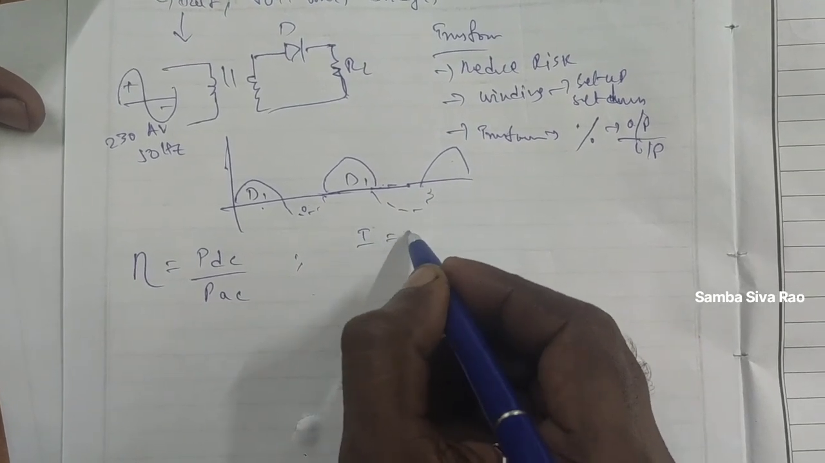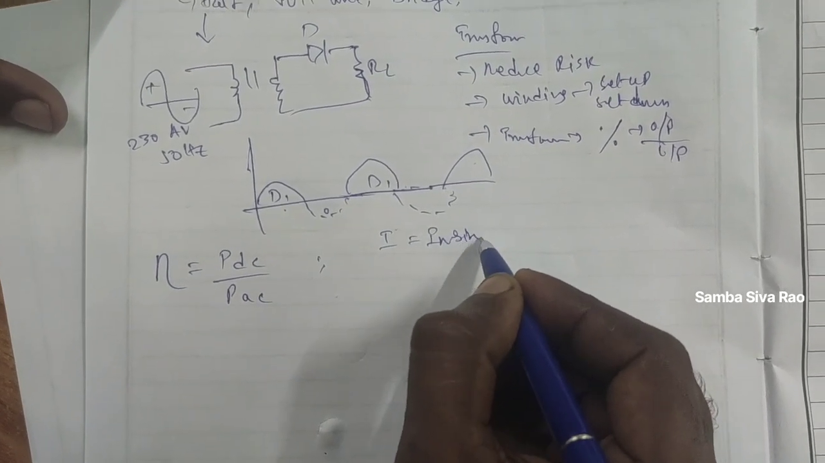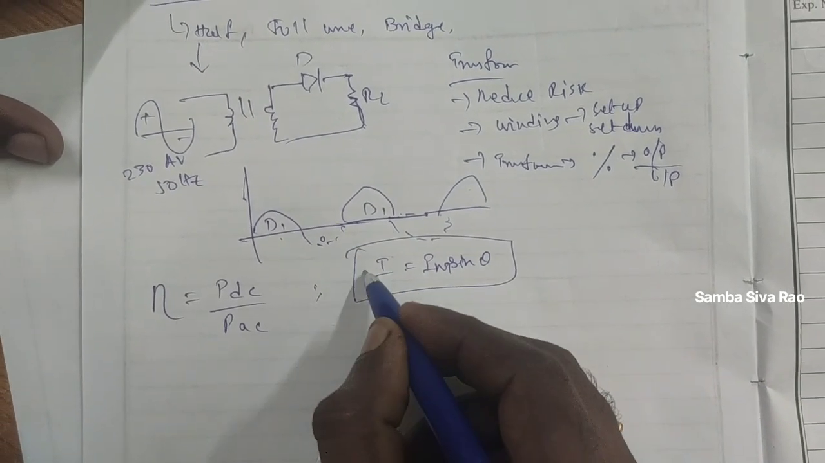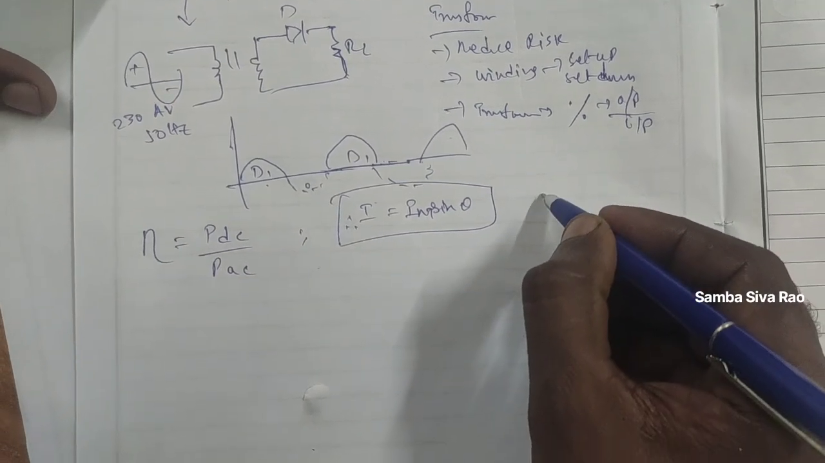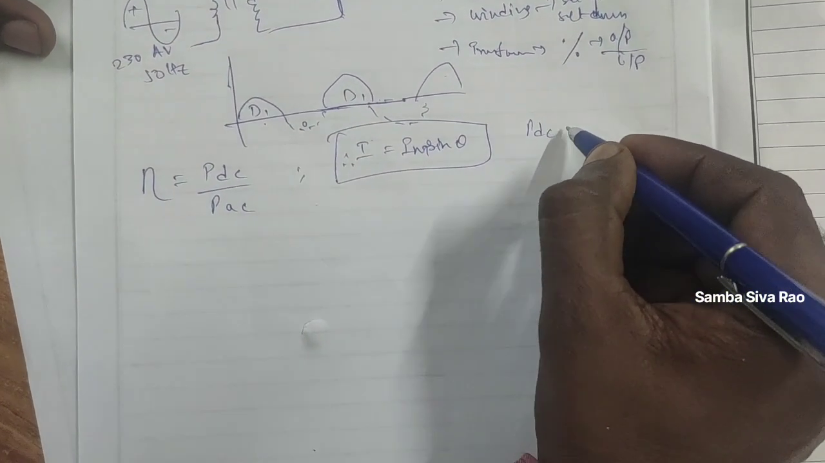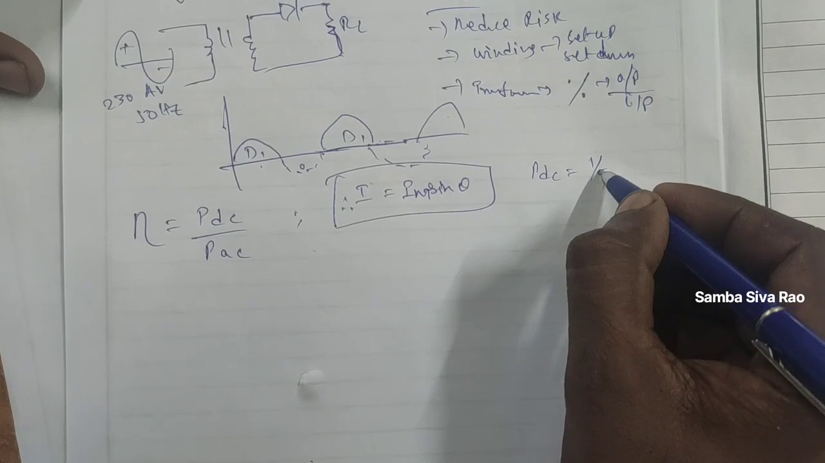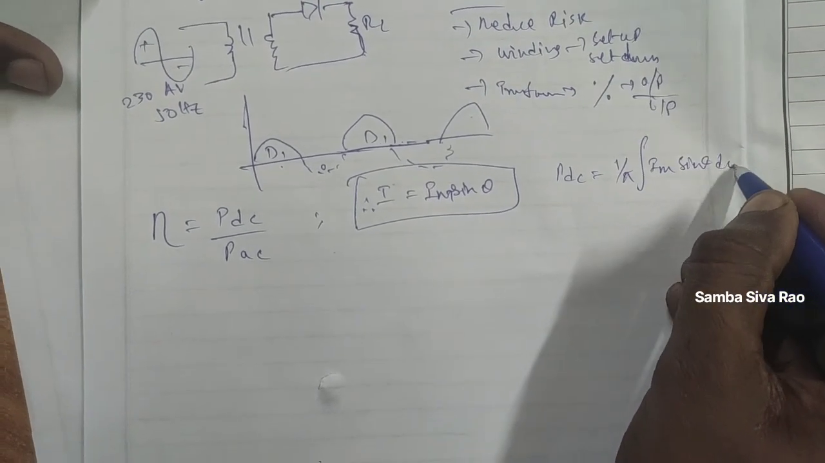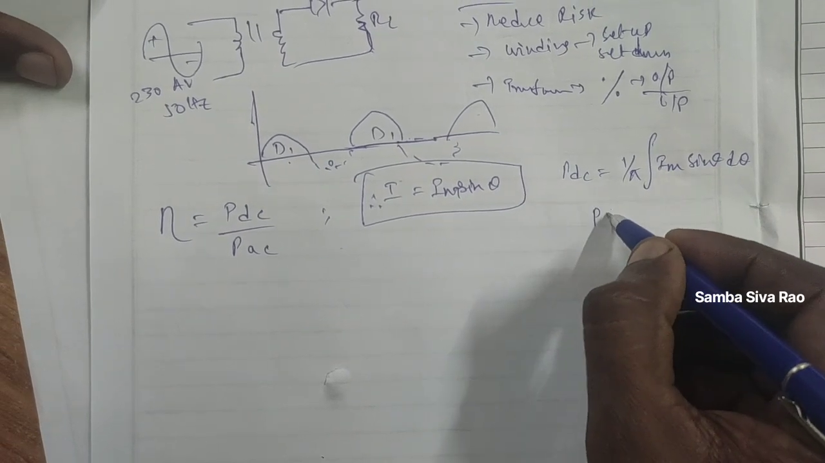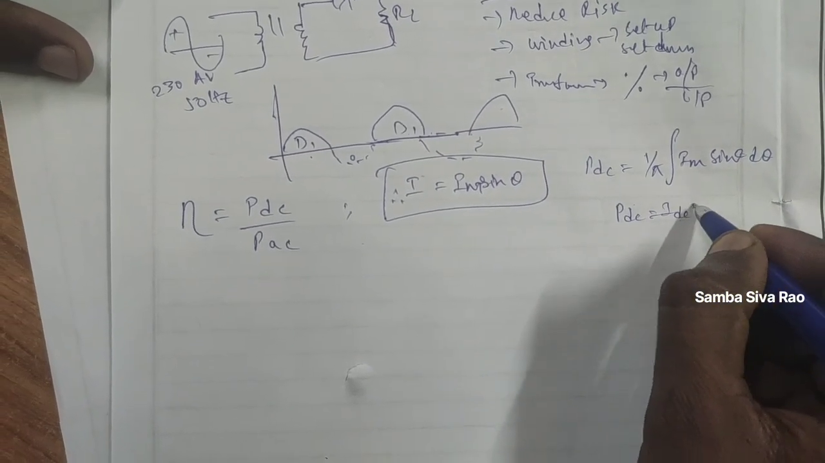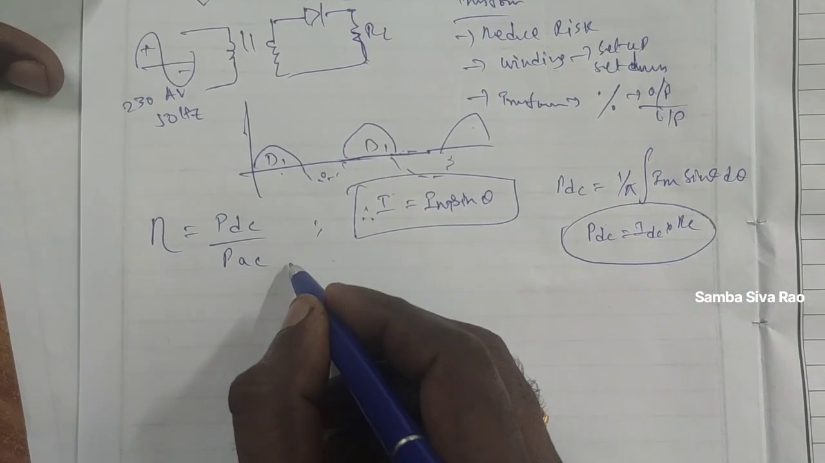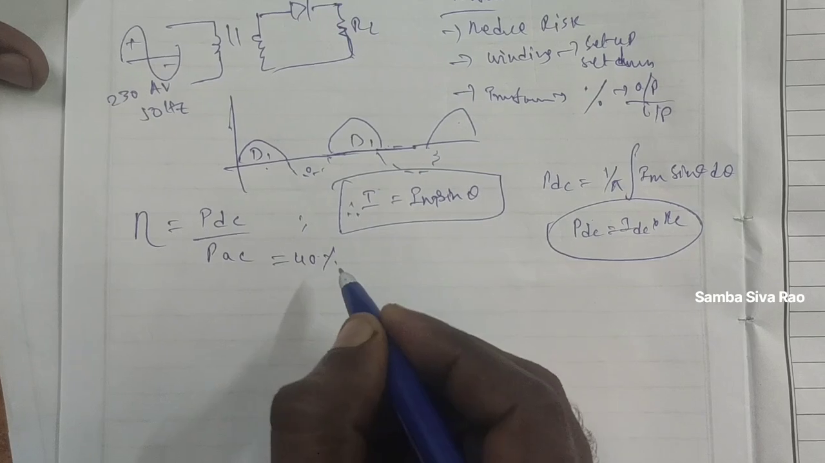Earlier we had a sinusoidal equation, that is, Im sine theta. There is a sine wave representation for every average value or RMS value. Again, it can be considered as PDC is equal to 1 by pi Im sine theta. By taking the integration, it can be rewritten as PDC is equal to IDC into RL. The equation has been rewritten so that the total efficiency will be 40%.